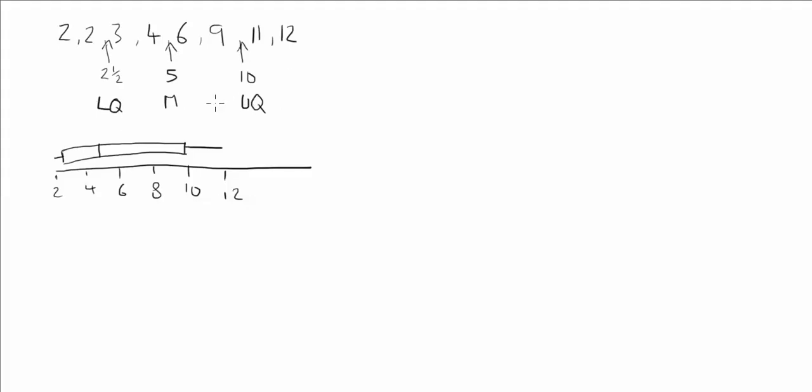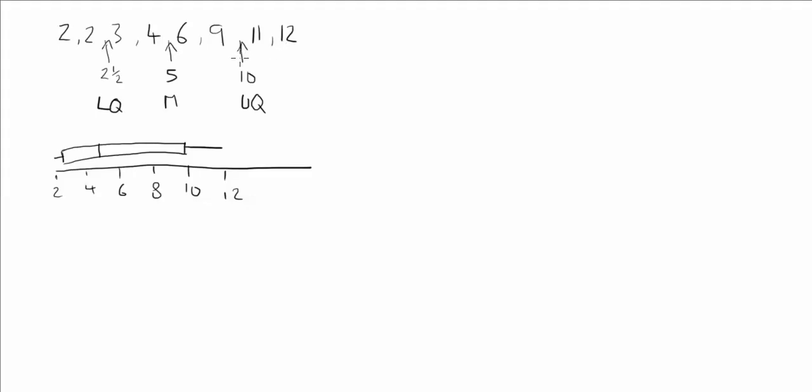What they do is they split the data into quarters. So here we've got a quarter of the data before the lower quartile, a quarter between the lower quartile and the median, then another quarter up to the upper quartile, and the final quarter above the upper quartile.